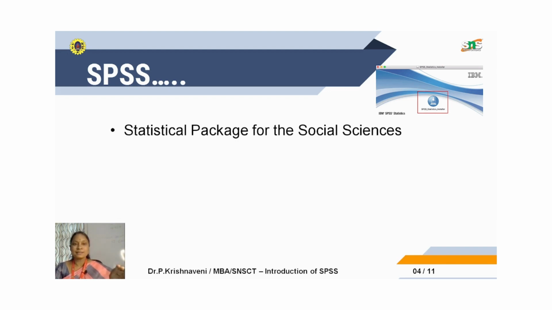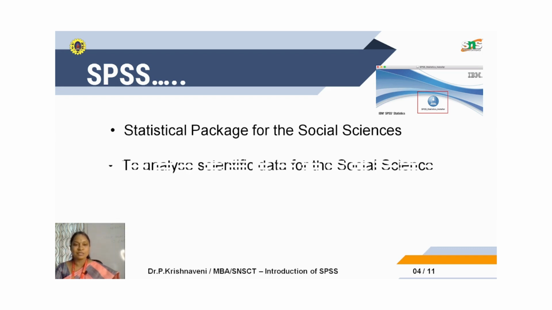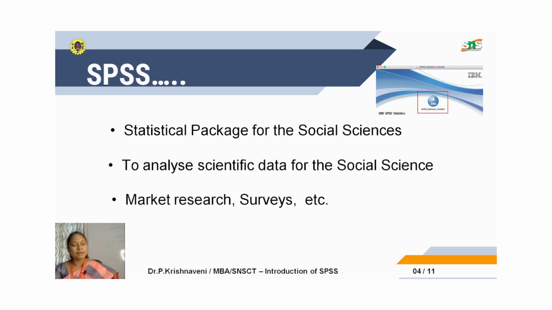Normally SPSS stands for Statistical Package for the Social Sciences. The reason is that both quantitative and qualitative data can be entered in SPSS, and social science decisions can be taken out of that. That's why we call this package the Statistical Package for the Social Sciences. To analyze scientific data, especially in the social science field, like market research and surveys, all these things can be done with the support of SPSS, and it's a product.